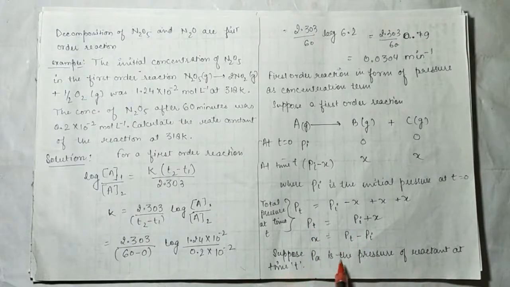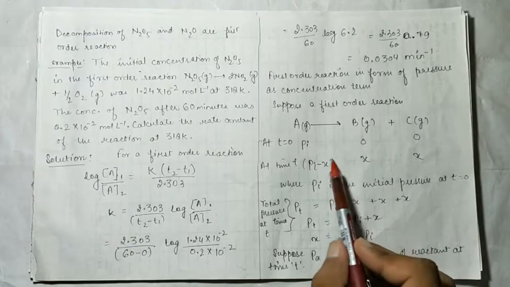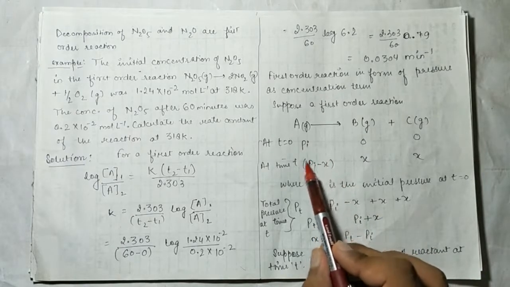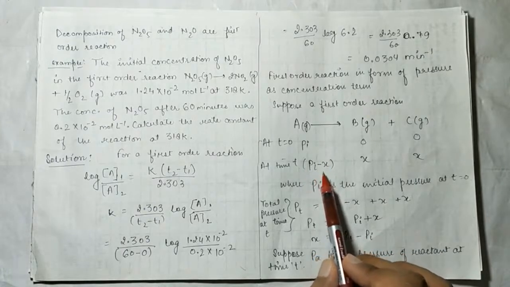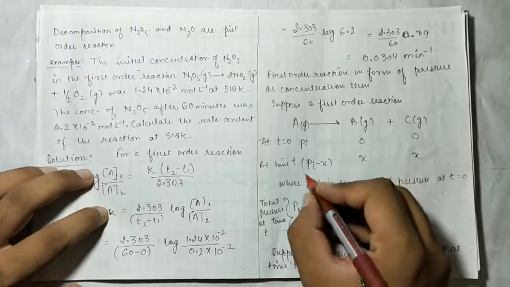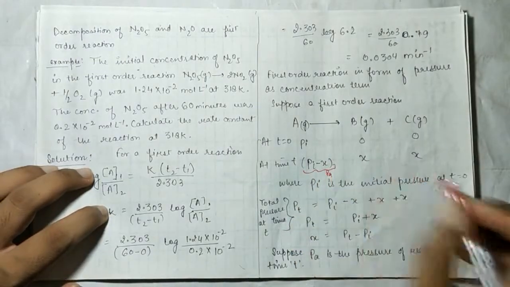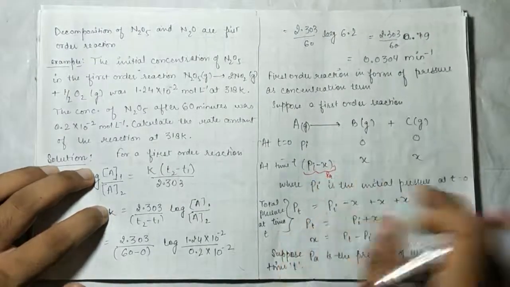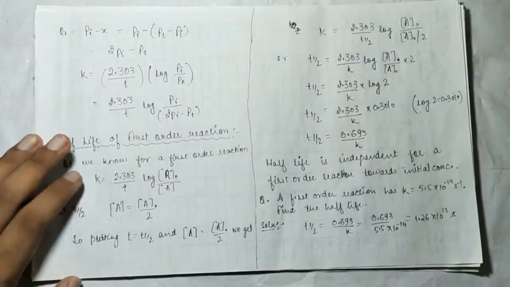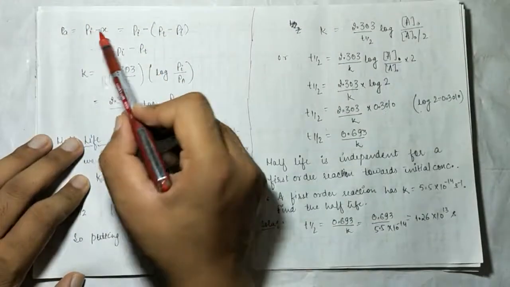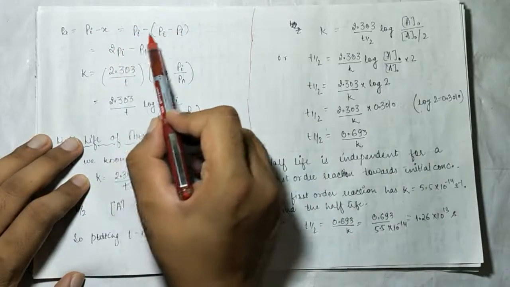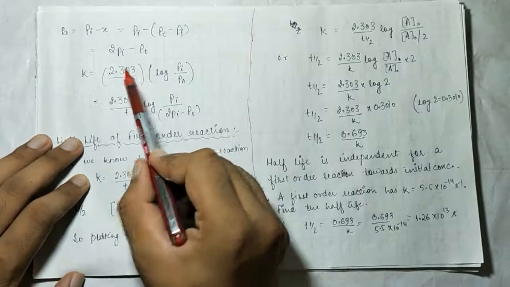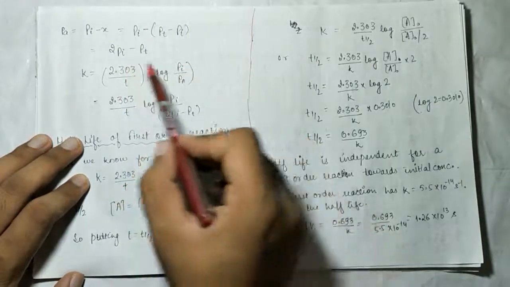So the value of x is pt minus pi. Then suppose the pressure at time t, instead of writing it as pi minus x, we write it as pa. Then pa will be pi minus x, and putting the value of x, that is pt minus pi, we get 2 pi minus pt.